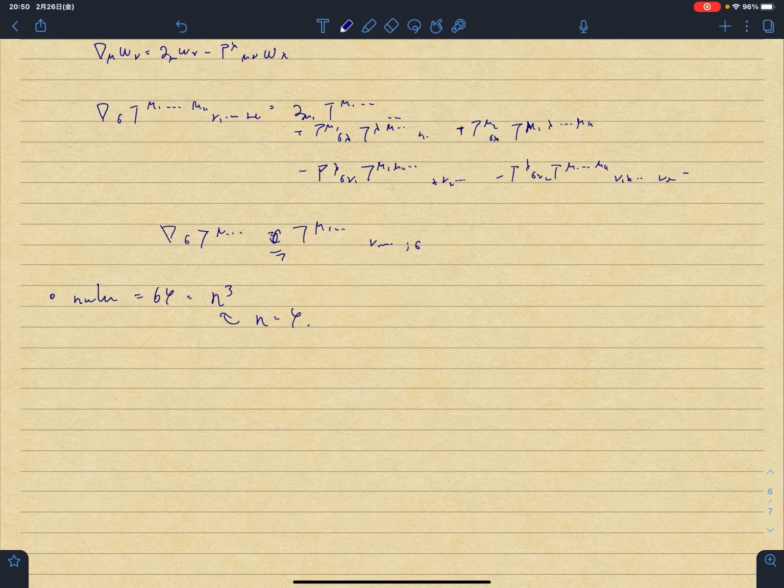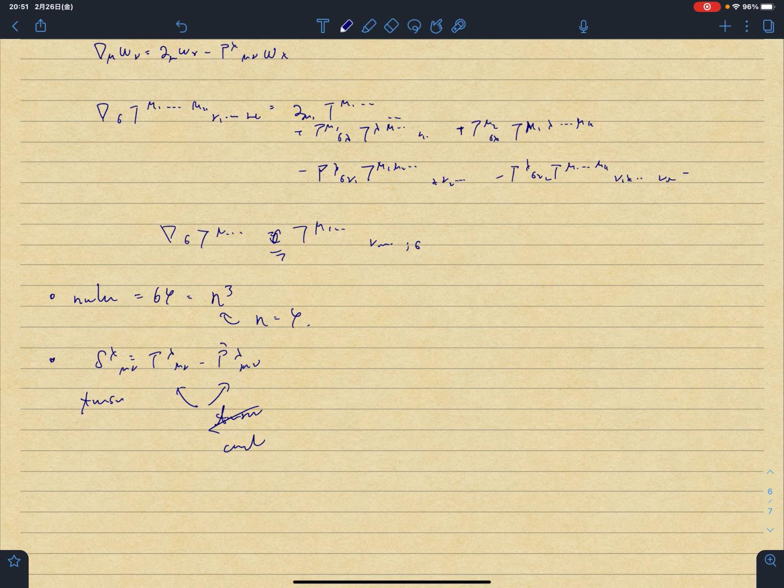Let's go back. The first thing to note is that the difference of two connections is a tensor. But I know this already, so I skip it. This is a classifier as a connection. This is a tensor. This is a tensor.